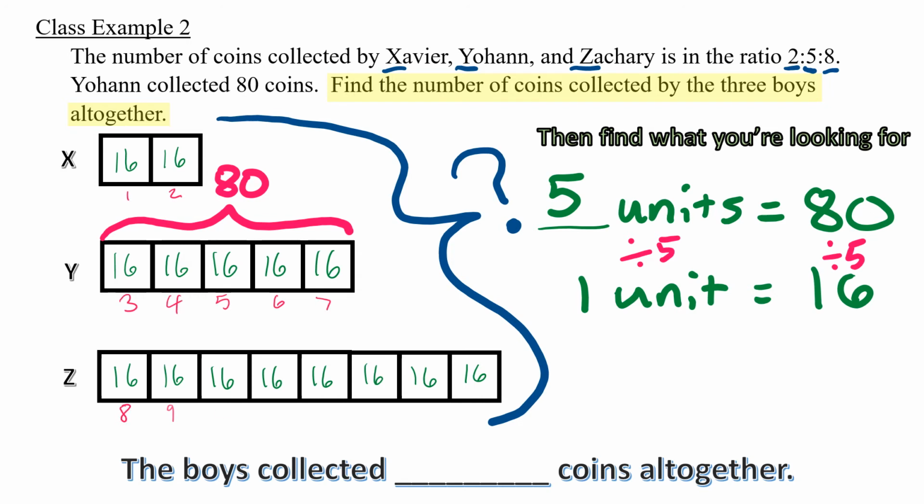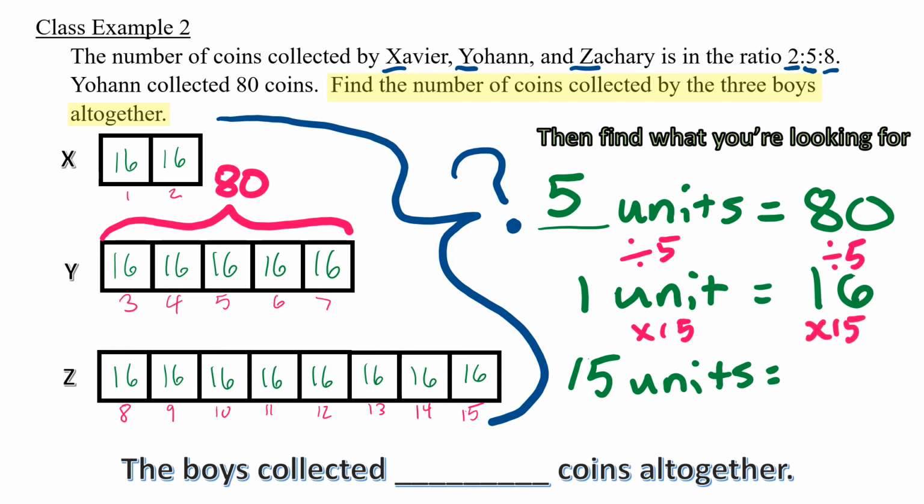I'm going to count 1, 2, 3, 4, 5, 6, 7, 8, 9, 10, 11, 12, 13, 14, 15. There's 15 units here. 2 plus 5 plus 8 also gets me to 15. That's in our ratio. So with 15 units, that's what I need to figure out. And since I'm going from 1 unit to 15, I know each one's worth 16. I'm just going to multiply by 15.